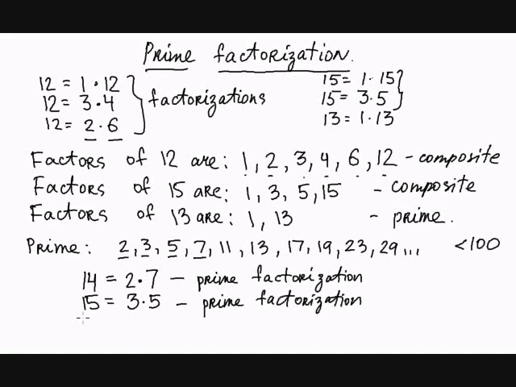Well, what if we have a number, let's say 18? 18 could be written as a product of the number 3 and the number 6. So this is a factorization of 18. However, 6 is not a prime number. So 3 times 6 is not a prime factorization.